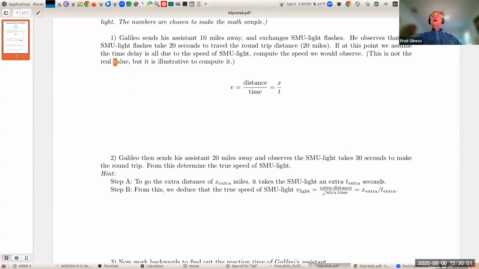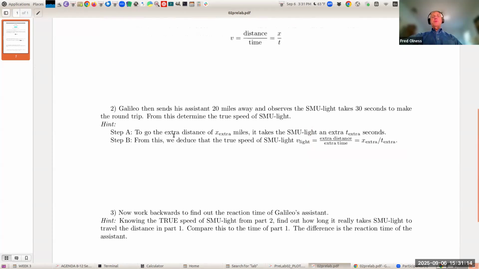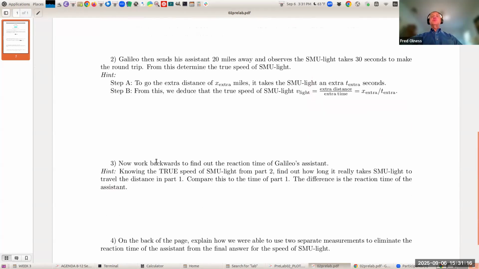So we have 20 miles over 10 seconds. We find out that the true speed of light is 2 miles per second. Instead of up here, we got the wrong answer of 1 mile per second. Okay. So 2 miles per second is the true speed. Now let's go back up here and, as I say in part 3, let's work backwards to do a cross check and make sure we understand what's going on.